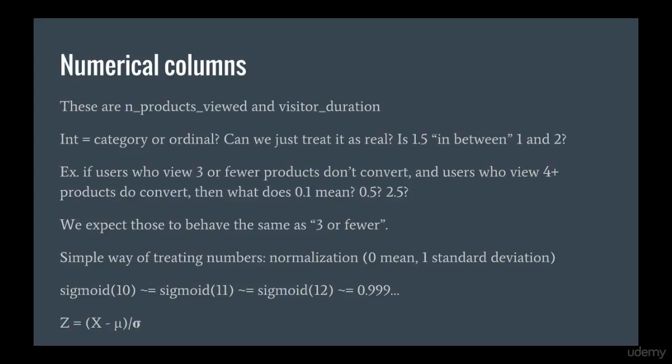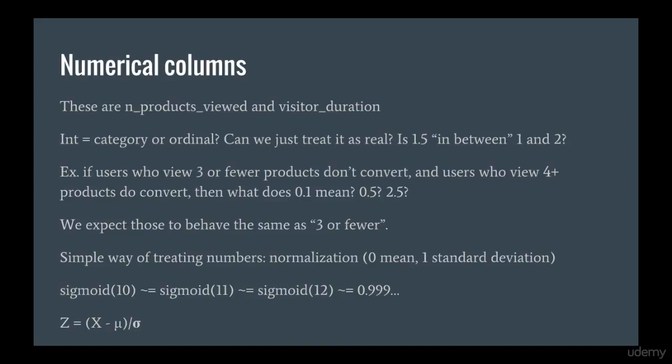Finally, let's talk about numerical columns, end product viewed and visitor duration. We know that both of these are numbers that have to be 0 or bigger. The fact that end product viewed is an integer means that technically we could treat it like a category, but it's more like a number on a scale, which itself has meaning. We know that 0 is closer to 1 than it is to 2. That has meaning. We would expect that 1.5 would have the meaning in between 1 and 2.